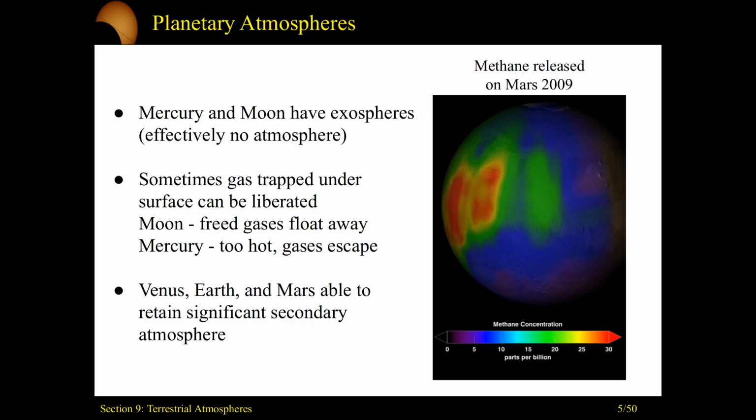The Moon, those gases just float away. The Moon isn't massive enough to have a gravitational pull on those materials. And Mercury is just too hot. These gases, as soon as they break free of the surface of Mercury, they just float away. Now, the remaining terrestrials, Venus, Earth, and Mars, they definitely have what we're going to call significant secondary atmospheres.